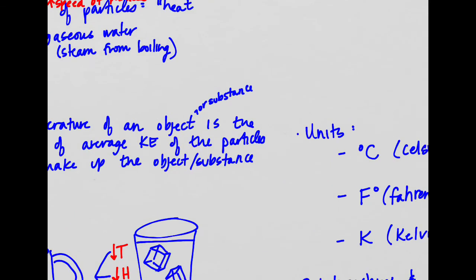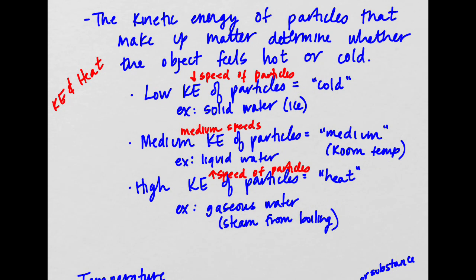We looked at the relationship between kinetic energy and this idea of heat, and we said that the higher the kinetic energy, the faster the particles are moving, and therefore the hotter the object feels, the more heat the object has. The lower the kinetic energy of the particles in the object means that the speed of the particles is slower, and so therefore it has less heat or it feels cold.